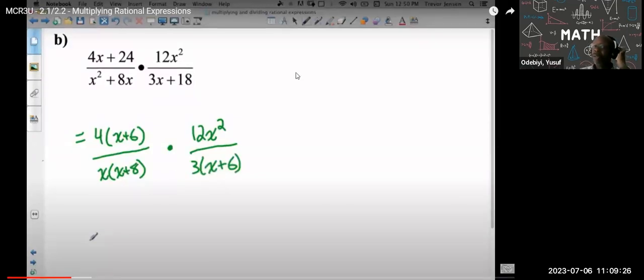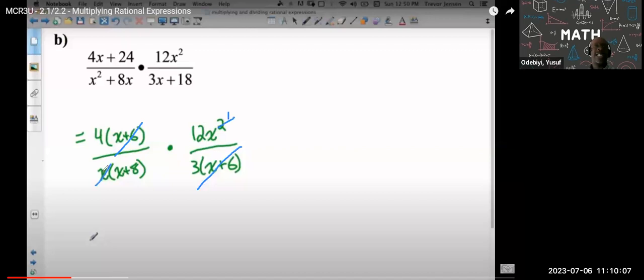So now when I look at this, because I'm multiplying, I'm allowed to cross cancel. I can cancel this one and this one because one's the numerator and one's the denominator. With this one, here I have an x and an x squared. Remember, you can subtract the exponents, just like the exponent rule. So this x is gone, but then I'm left with just an x here because I subtract the exponents.